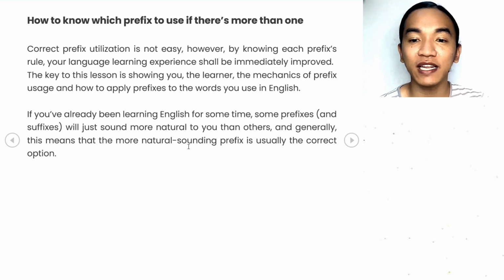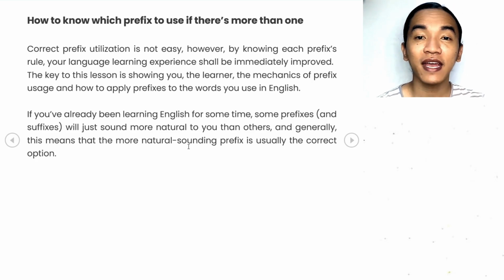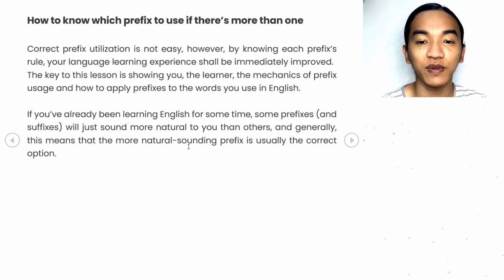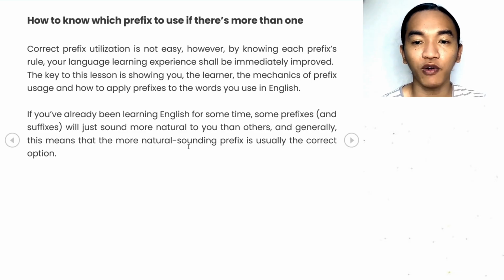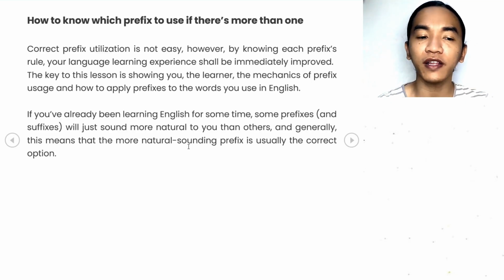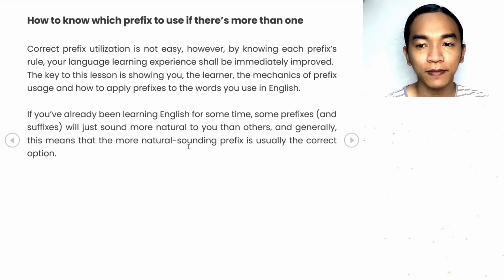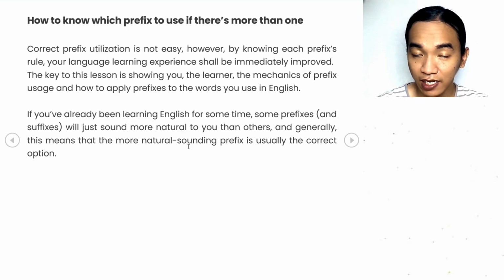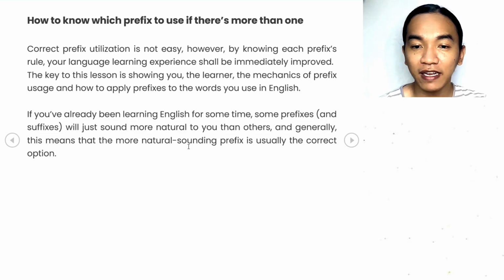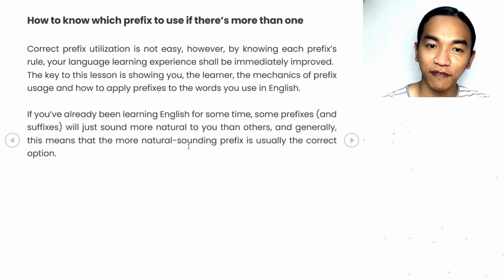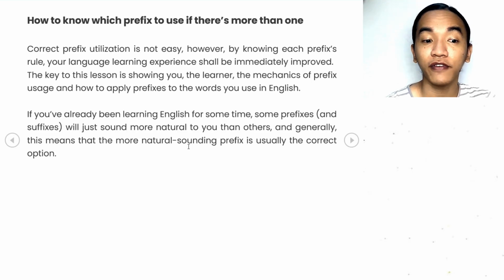If you've already been learning English for some time, now some prefixes, okay, will just sound more natural to you than others. And generally, this means that the more natural sounding prefix is usually the correct option. All right, so of course, with all the options that we have for prefixes, okay, now if you've been studying these, definitely the more natural sounding prefix is the correct one for you.